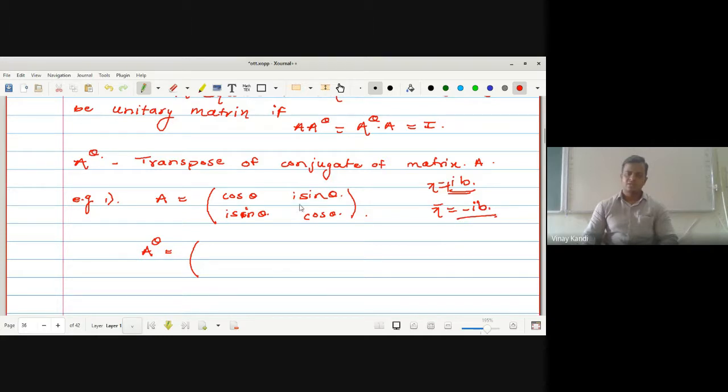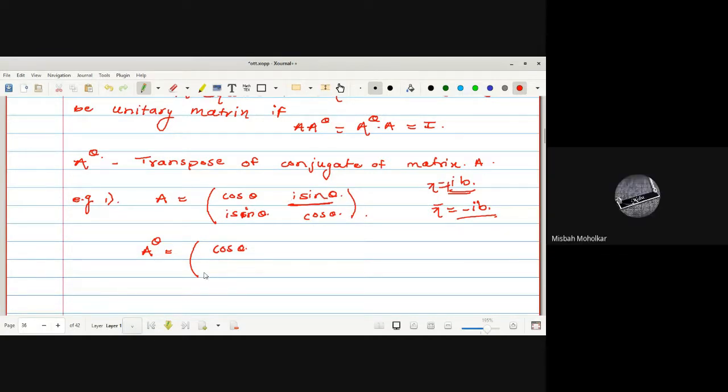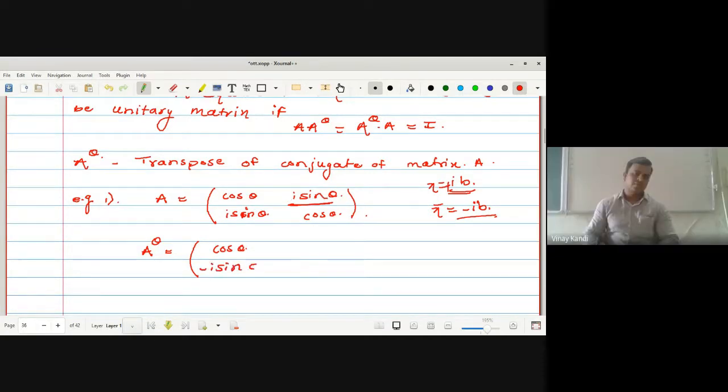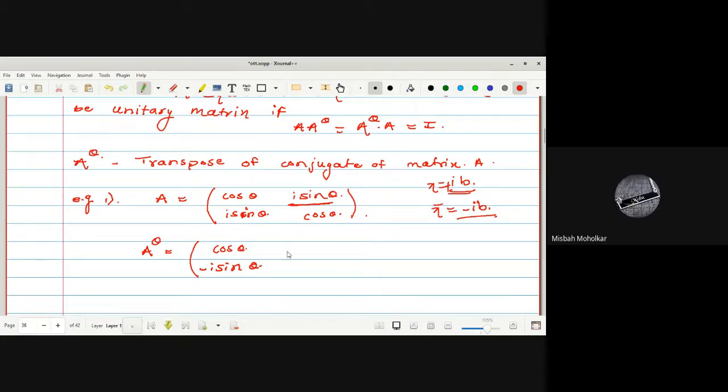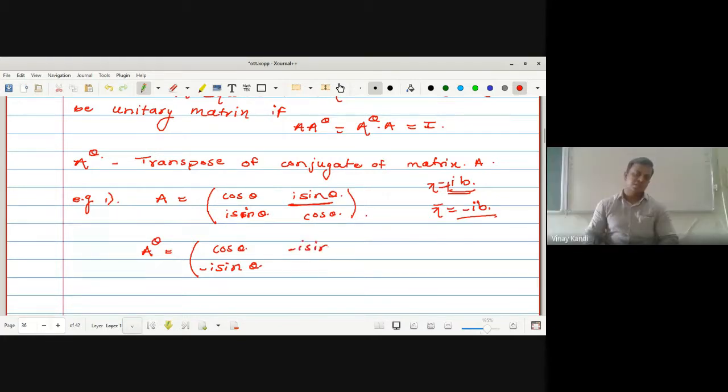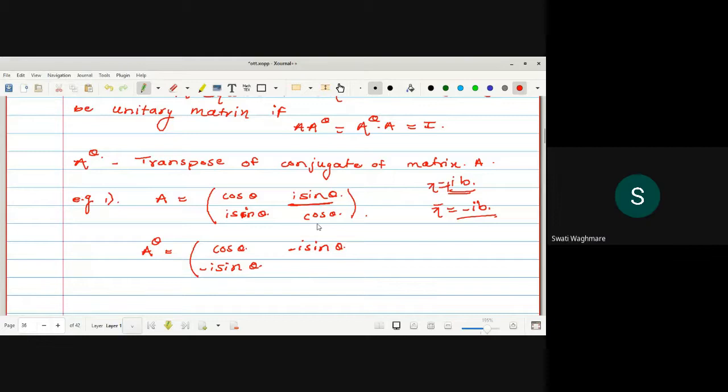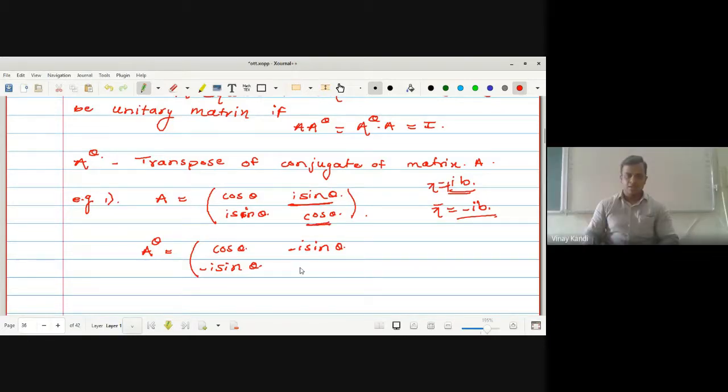Okay, what is the imaginary part? It is I sin theta. Now A theta is equal to the conjugate of cos theta. And this is cos theta, first row, minus I sin theta. Now this one is again minus I sin theta, and this one is a real number. That's why we have taken sin theta as it is.